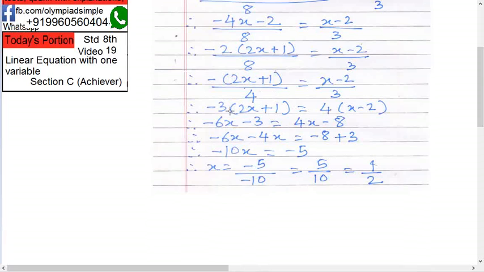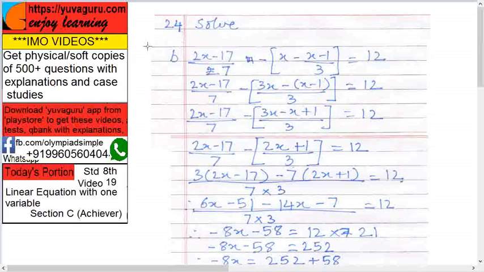Take x on one side: minus 6x, this 4x goes on this side, it becomes minus 4x, minus 3 comes over here, it becomes plus 3. Minus 6x minus 4x equals minus 8 plus 3. So minus 10x equals minus 5, x equals minus 5 upon minus 10, minus minus gone, that is 1 by 2. So the answer is 1 by 2, half. B part we'll solve in the next video, number 20.